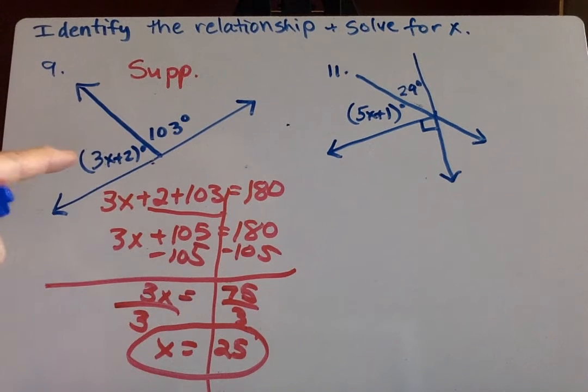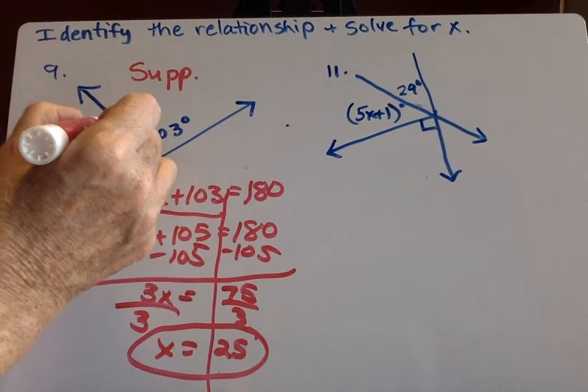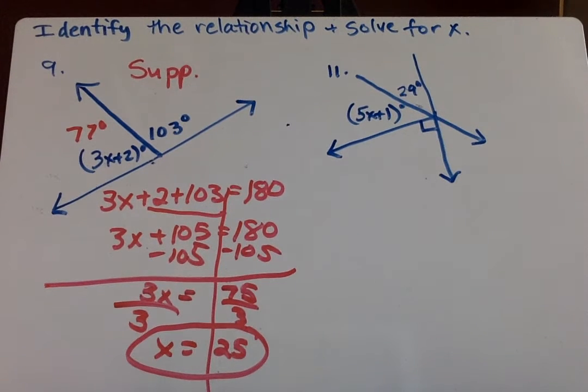We can check that by plugging that in there and say, oh, that's 75 plus 2. That's 77. Does 77 plus 103 equal 180? And the answer is yes.